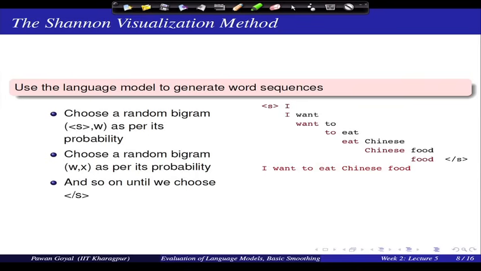How do we choose the words? By sampling from the multinomial distributions. So in this case, if we sample, we might end up with getting the sentence: I want to eat Chinese food, and after food we get the end of the sentence. So "I want to eat Chinese food" will be a sentence that is generated by this method.